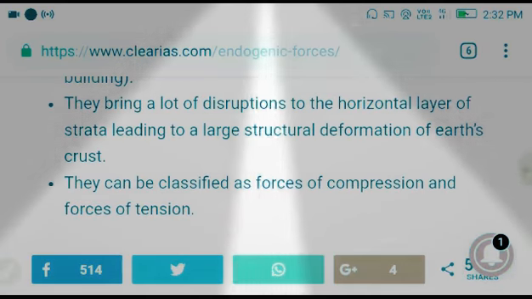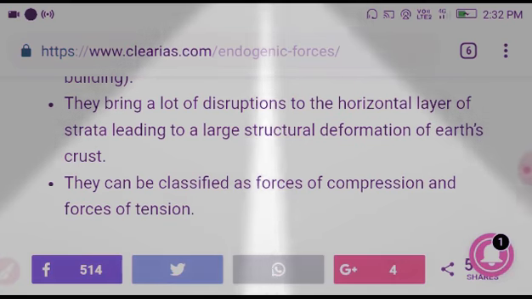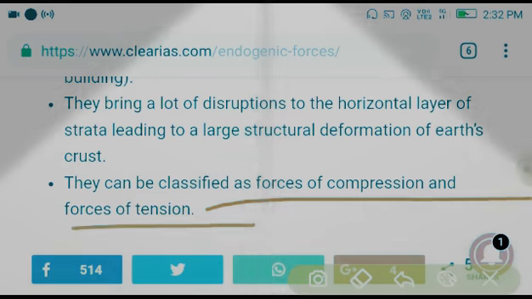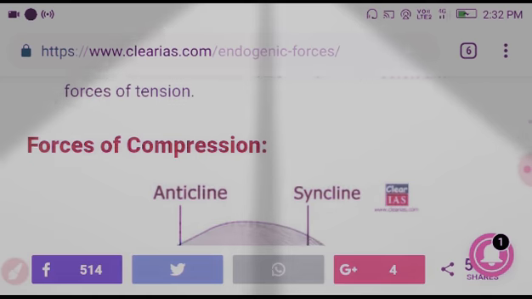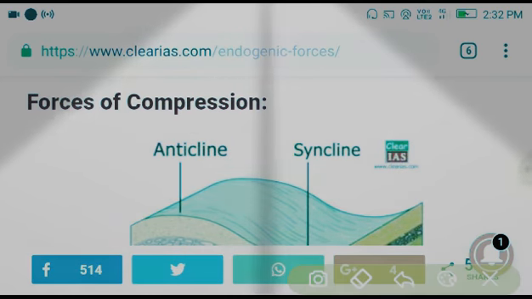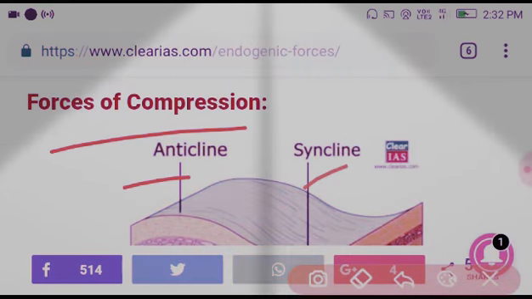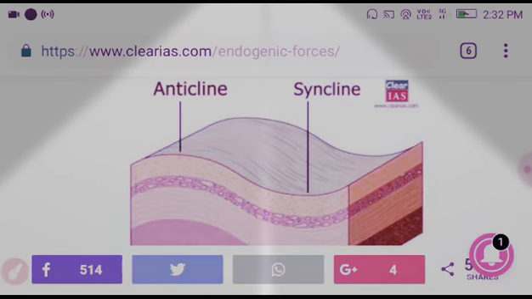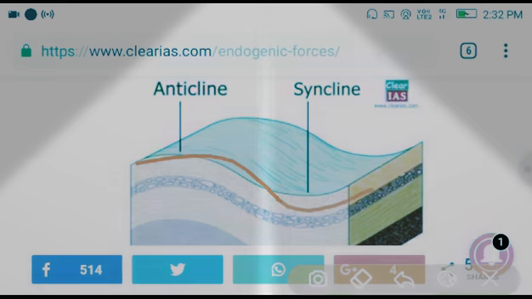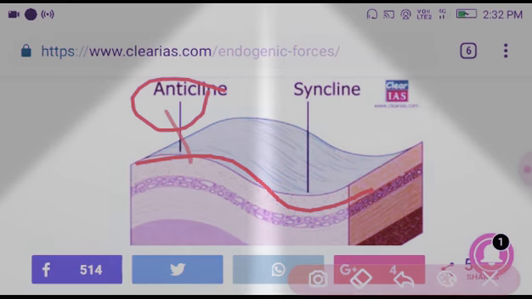They can be classified as forces of compression and forces of tension. Under the force of compression, here you can see the anticline and the syncline. This is the anticline, and this is the syncline. Please remember, the syncline is not the anticline.